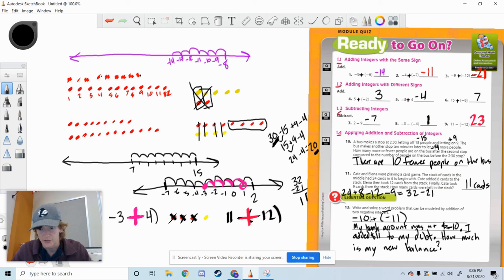Now, hopefully that's not true. Hopefully my bank account isn't negative. But you've got 2 negative quantities here. I want you guys to get creative. I want you to do number 12 on your own.